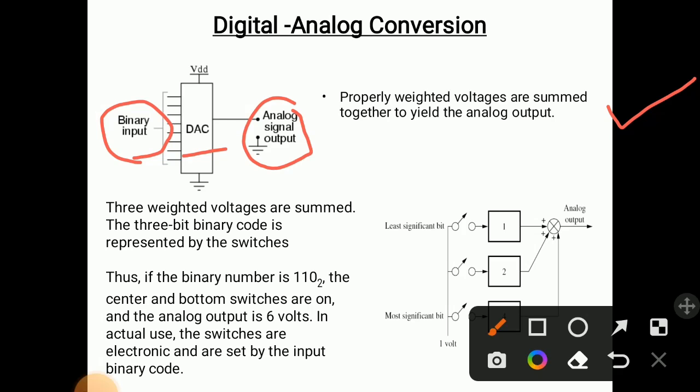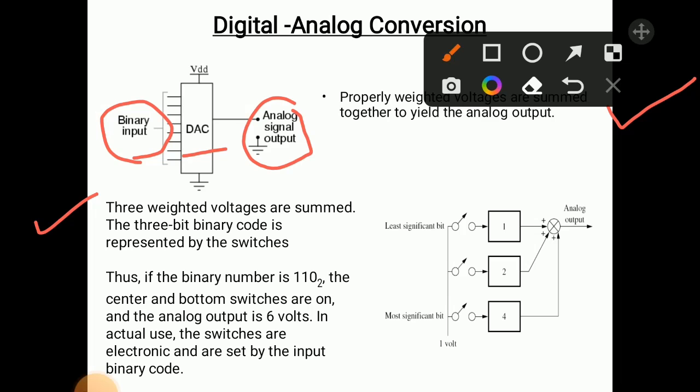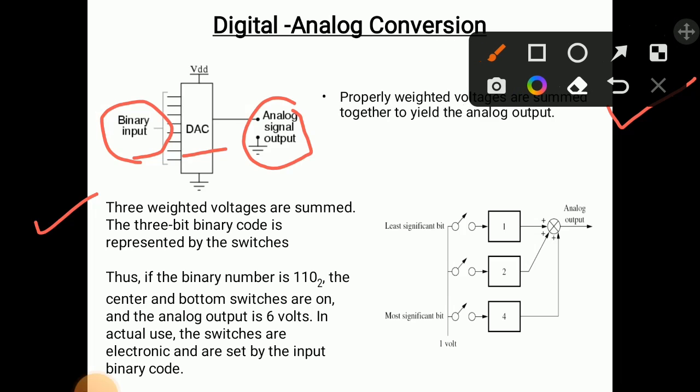So now here one example is shown. 3 weighted voltages are summed. The 3-bit binary code is represented by the switches. Here we are using a 3-bit word, meaning we are using 3 switches. Like this is one switch, this is another switch, and this is another switch.